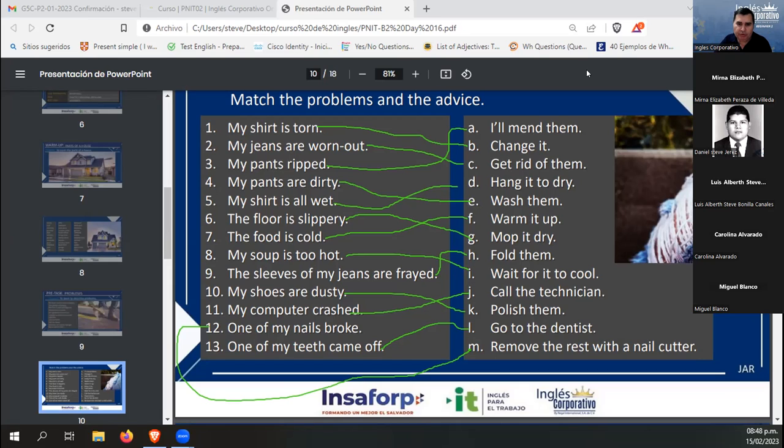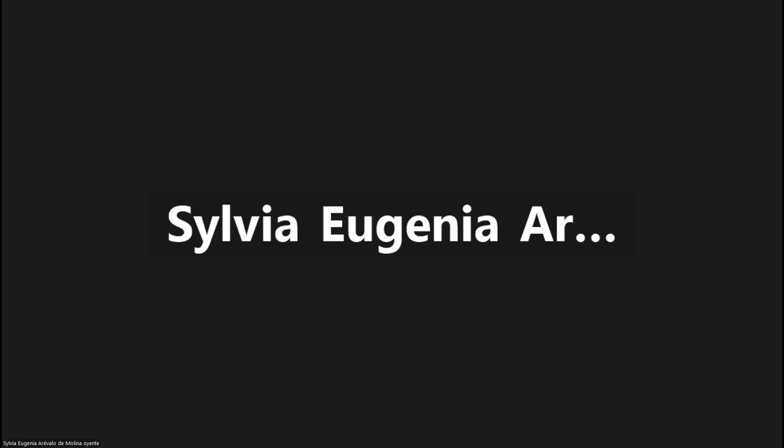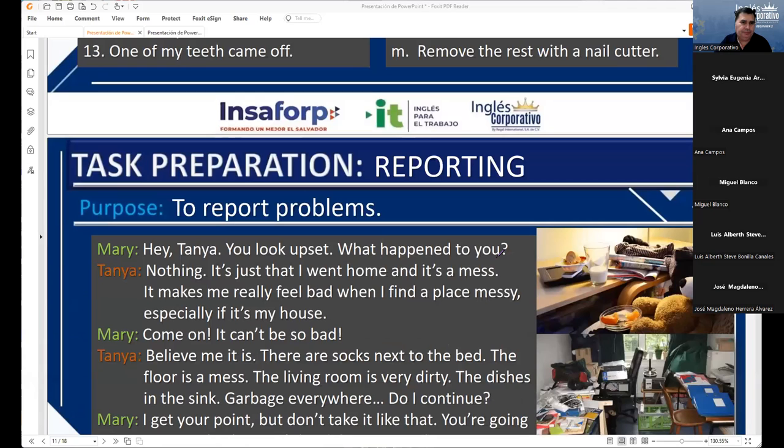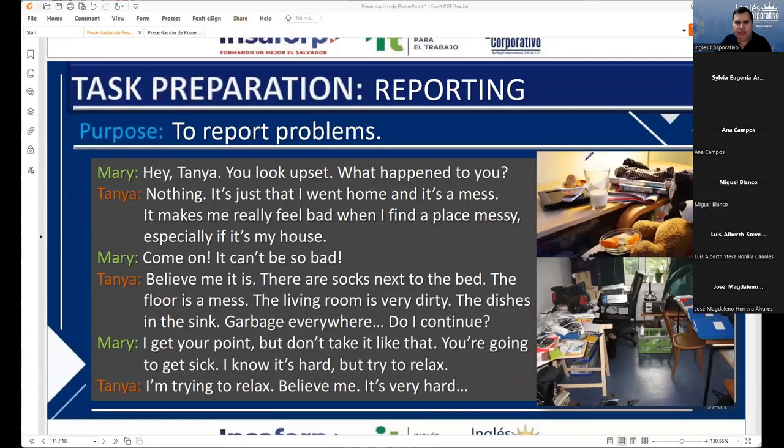Okay, let's go back to the main groups. Okay. Yes. Now that we finish that one, we'll practice a conversation. Okay. The two rooms are messy. Messy. They are messy, right? Desordenados. Messy.